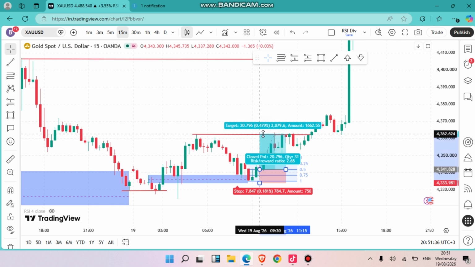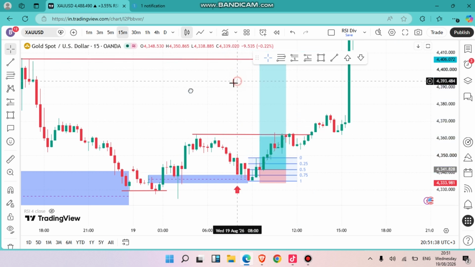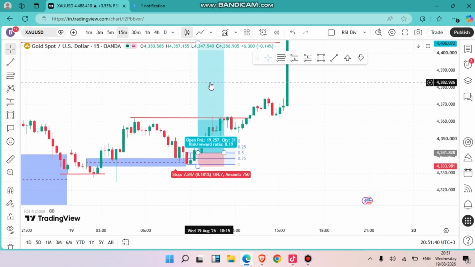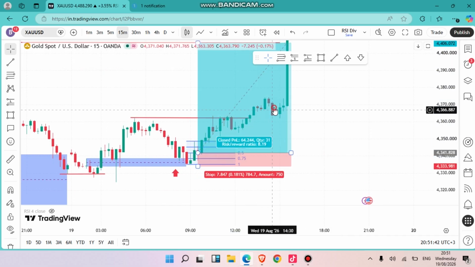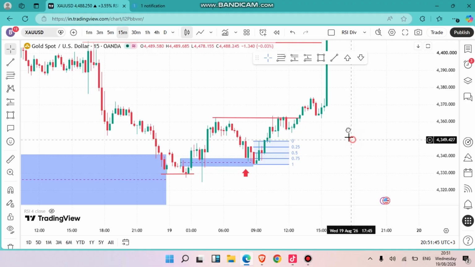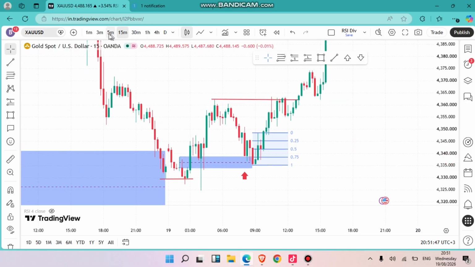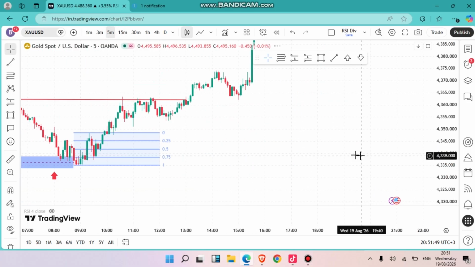TP1 being here 2.65 and the final TP being here at 8.19 risk to reward ratio. So that is the second entry model, or a refined entry model. However, I have other entry models that we can use as well.